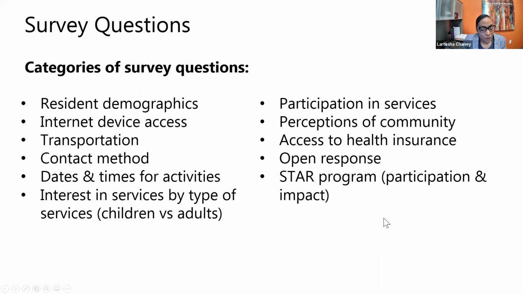One of the program impacts, I think that's the next slide. Oh, well, it's the categories. Sorry, I have it out of order. Some of the categories consist of transportation, dates and times of the activities, and the interests and types of activities that our residents would like to have.